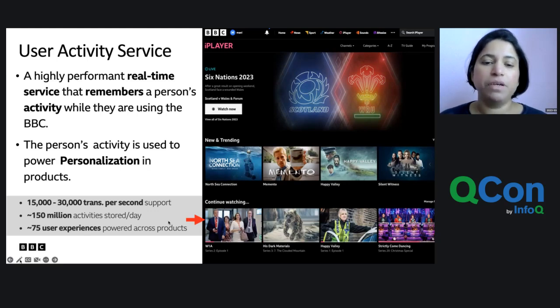To put things in context, we receive around 15,000 to 30,000 transactions per second in US. Approximately 150 million activities are stored in a day, and approximately 75 user experiences are powered across different products by US.